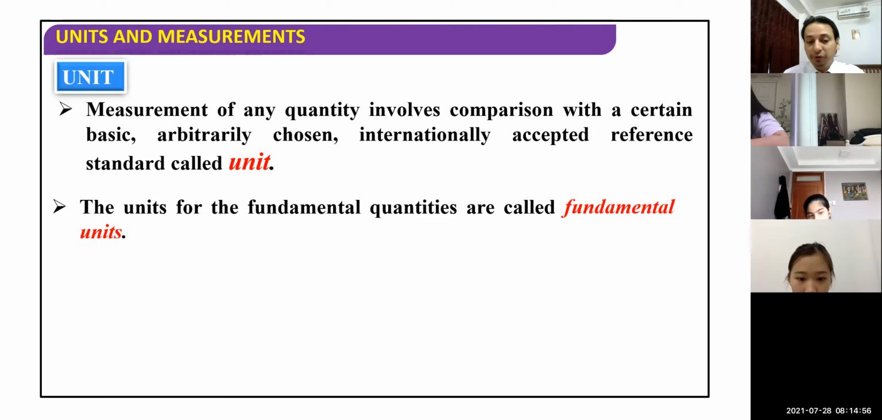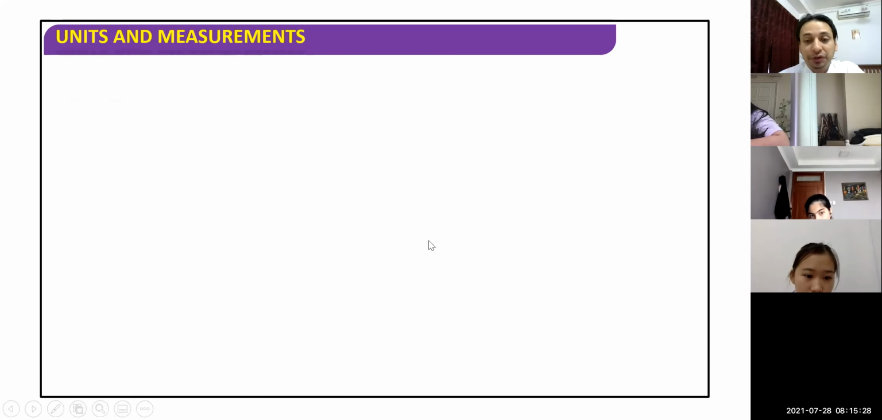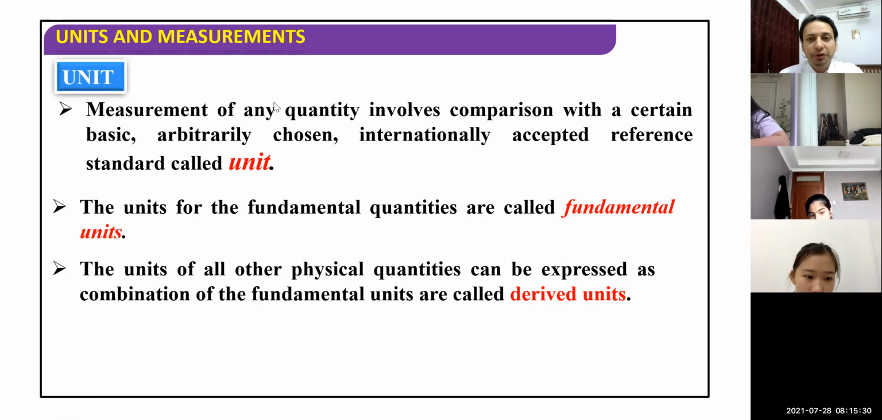The units for the fundamental quantities are called fundamental units. For example, temperature is a fundamental quantity. And what is the unit of temperature? The SI unit is Kelvin. So the units of fundamental quantities are called fundamental units. The number of fundamental quantities is limited, they are 7, but derived quantities are so many. So the units of derived quantities are called derived units. Students, let me pause here for a moment and you may note this down.